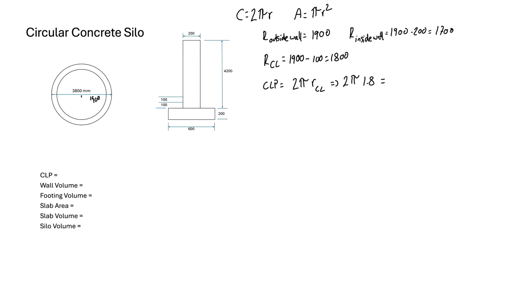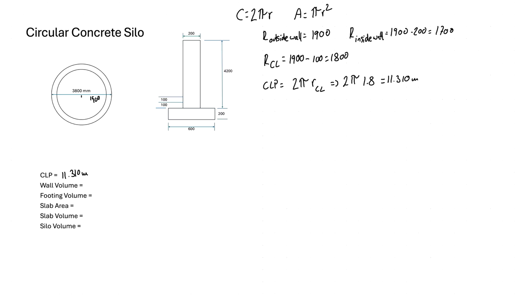2 times pi times 1.8 should get us to 11.310, and that's meters. Often, as I'm doing the math, I'm not adding meters or millimeters as I go, but at the end, it's nice to add them so that you're aware whether it's meters, square meters, or cubic meters. Okay, so let's move on to the next one.